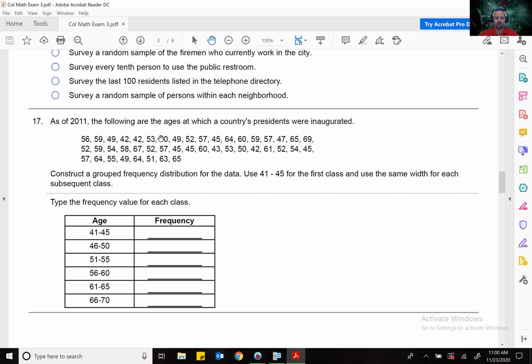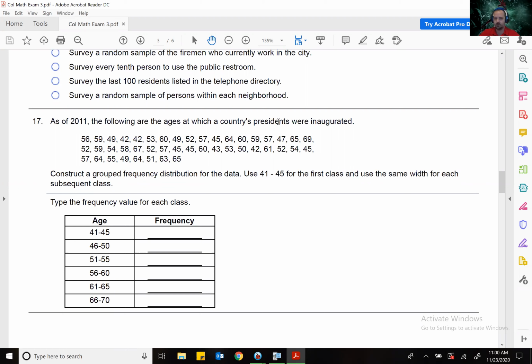53 goes in the 51. The 60 goes in the 56 group. The 49 all the way back in the 46 group. 52 is in the 51. 57 is in the 56. 45 is in the 45. 64 is in the 61. 60 is in the 56. 59 is in the 56. 57 is in the 56. 47 is in the 46.